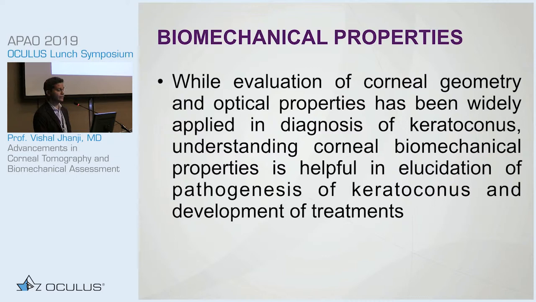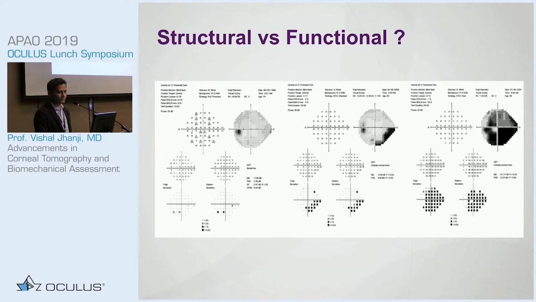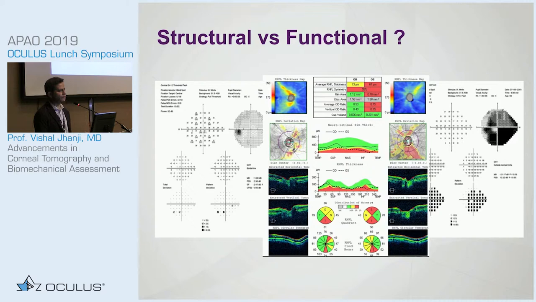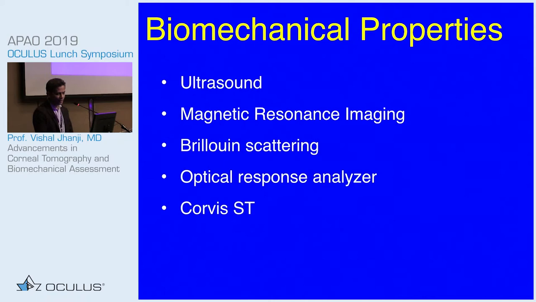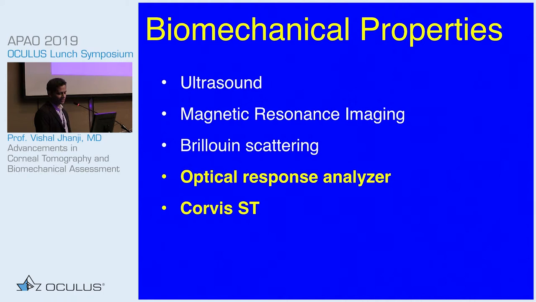An example I fairly commonly use is structural loss versus functional loss in glaucoma. If you see changes on the visual field, you've probably missed the boat to a large extent, and that's why we have other means of diagnosing glaucoma at a very early stage. These are the devices that can be used to measure the biomechanical properties, and only two are more practical, and obviously one is more practical than the other. For those of you who are using the ORA, it's more useful for the glaucoma specialist than the cornea specialist. So today we're going to focus on the Corvis.